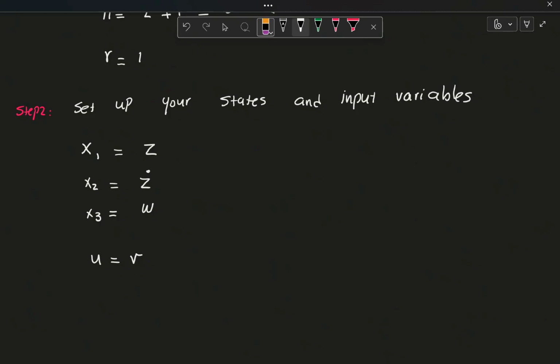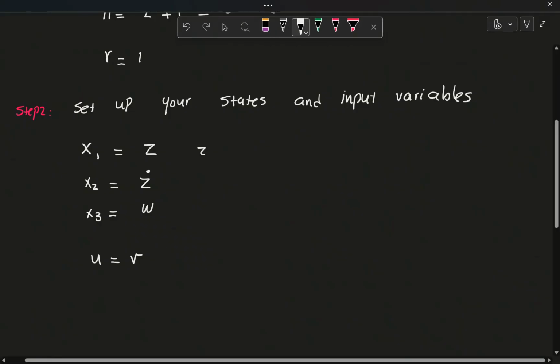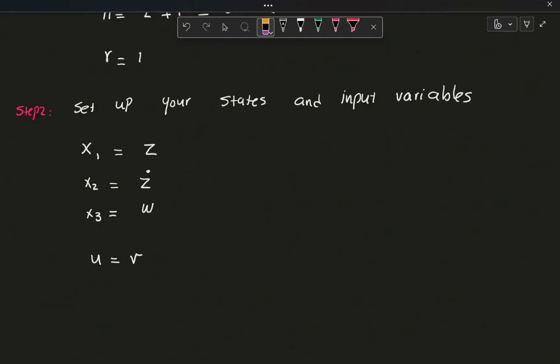And this is always how we go there. Note that, guys, the order here is not important. I go with z, z dot, and w. Somebody goes with z dot, w, and z. Someone else goes with w, z dot, and z. You see what I'm saying? This order does not matter.